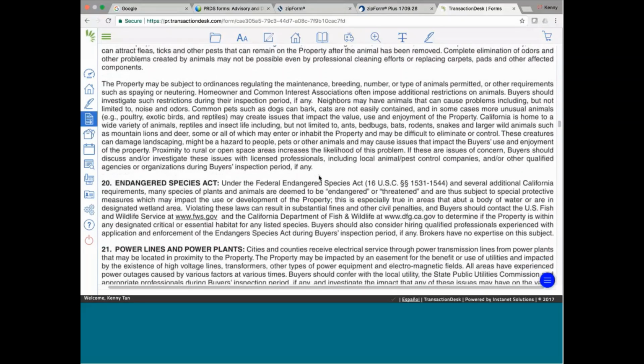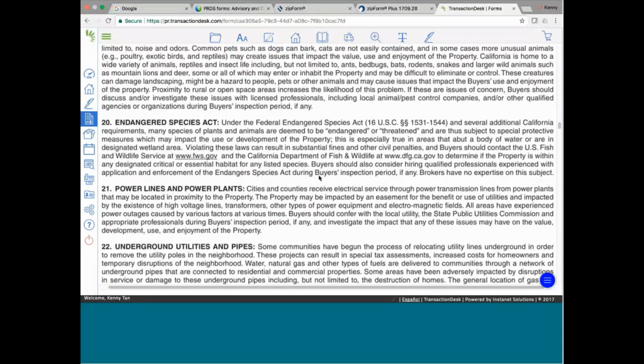Endangered Species Act, we don't worry about it unless you are buying vacant land. Okay. You know what Endangered Species Act means? It means that there are certain types of animals or insects that are being protected because they are becoming extinct. Extinct means what? It will no longer be around. That's what extinct means. So there are laws that protect these endangered species.